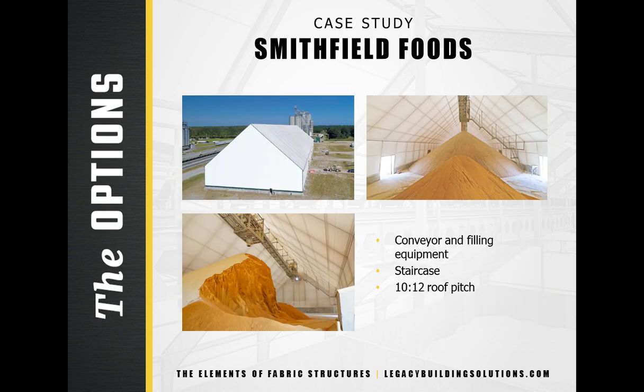This structure for Smithfield Foods features several hanging loads. The overhead conveyor and filling equipment leave plenty of clear span storage space, a must for this bulk feed distributor. A staircase suspended from the building frame allows maintenance staff access to the conveyor as needed. Also visible in this picture is the liner, which prevents dust from settling on the frame, and the 10 to 12 roof pitch, which allows for taller feed piles.